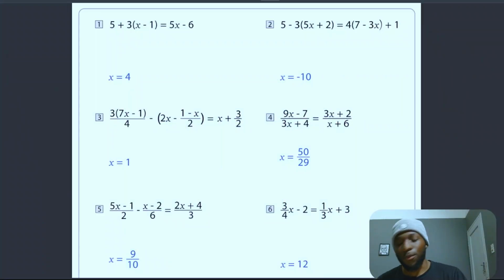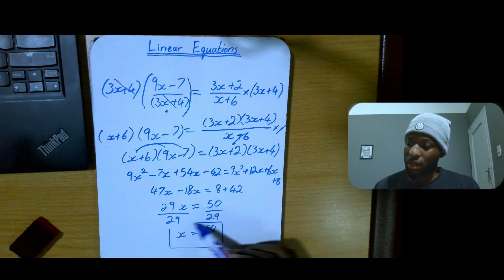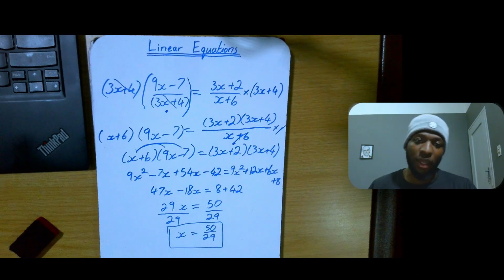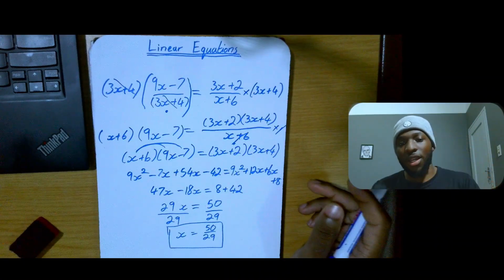So the answer for question 4 is 50 over 29, and that is what we get. This is what we got by simply following the steps. Now that you know how to solve linear equations, let's move on to factorizing quadratics.